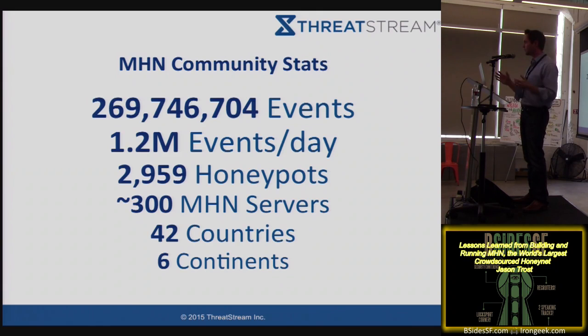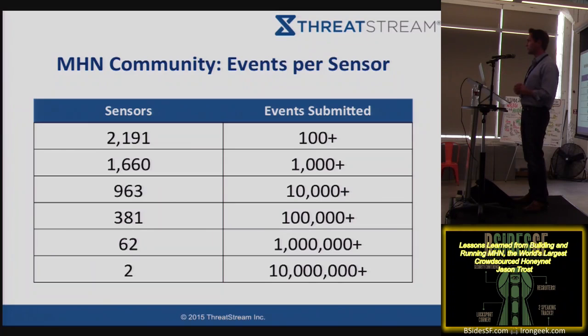A little bit more stats on some of the sensors. We've had roughly 2,000 sensors submit 100 or more events. Roughly 1,600 sensors gave us 1,000 events or more. Roughly 963 have given us 10,000 events. 381 have provided over 100,000 events. 62 sensors have provided more than 1 million events. And then 2 sensors have provided more than 10 million events back to the community, which is pretty interesting.